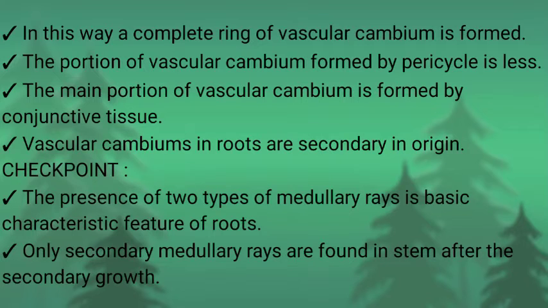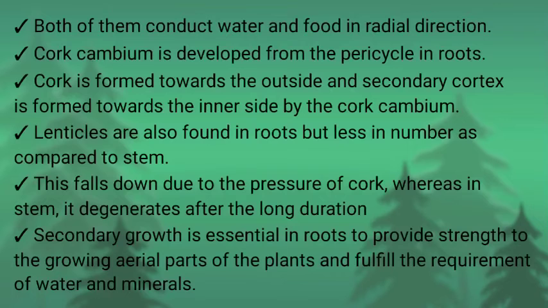Checkpoints. The presence of two types of medullary rays is a basic characteristic feature of roots. Primary pith rays are primary medullary rays and secondary pith rays are secondary medullary rays. Primary medullary rays are multiseriate or multi-layered. Secondary medullary rays or secondary pith rays are uniseriate or single layered. Only secondary medullary rays are found in stem after the secondary growth, but in root both primary medullary rays and secondary medullary rays are found. Both of them conduct water and food in radial direction.